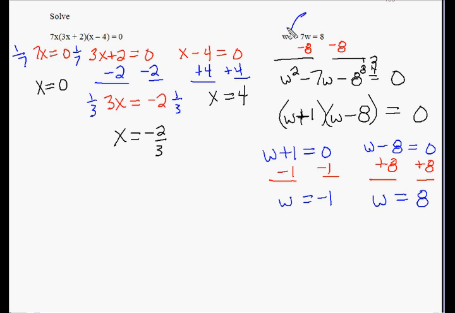So this time I only got 2 solutions. And again, that was really indicated by the degree of that equation. The degree indicates how many answers you'll have.